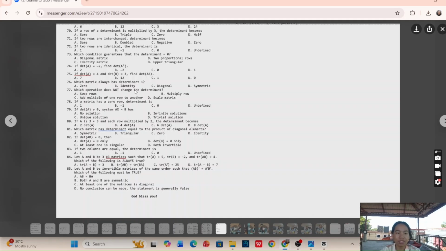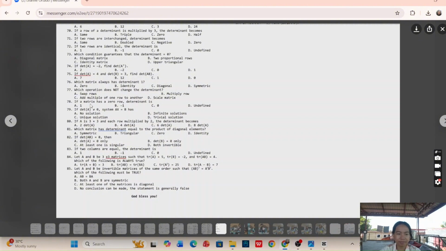Number 76. Which matrix always has determinant 1? A 0, B identity, C diagonal, D symmetric. So a matrix that always has 1 as its determinant is the identity matrix, which is letter D. Number 77, which operation does not change the determinant? So the operation that does not change the determinant is adding a multiple of one row to another, which is option C. This is also because adding a multiple of one row to another does not change the determinant.